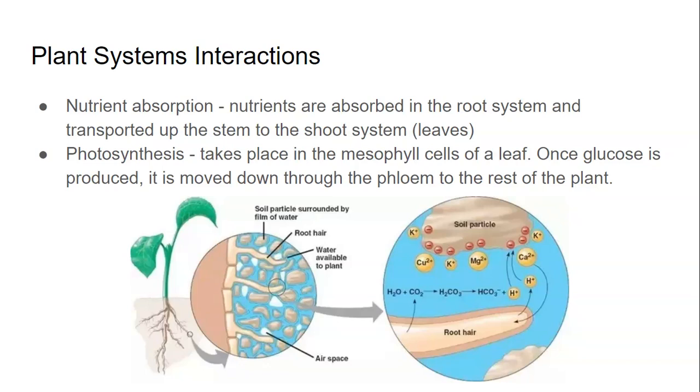Photosynthesis takes place in the mesophyll cells of a leaf. Once glucose is produced, which is the final sugar that's normally produced in photosynthesis, it can be moved down through the plant, down through the phloem to the rest of the plant. Now, the stem and the roots also need some sort of energy, and so this glucose can't just completely stay here in the leaves. Some of it's going to have to work its way back down as well.